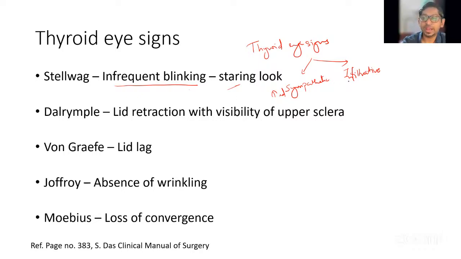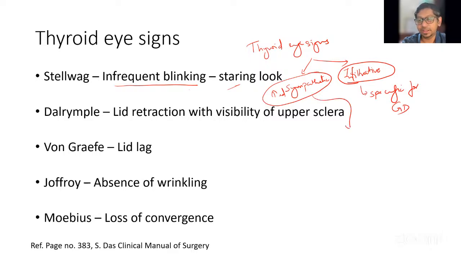Now, when you say infiltrative eye signs, these are very specific for diseases such as Graves' disease. When you talk about increased sympathetic activity, these can be found both in Graves' disease as well as in thyroiditis, right? Infiltrative eye disease is basically when there is infiltration of the periorbital soft tissues, especially the retroorbital fat, and if there is involvement of the extraocular muscle. So that is very specific for Graves' disease.